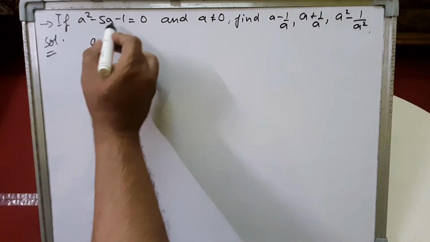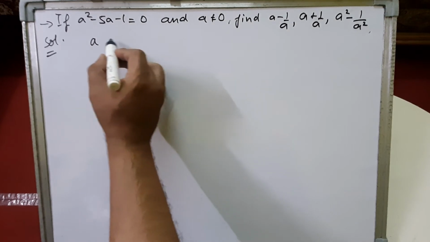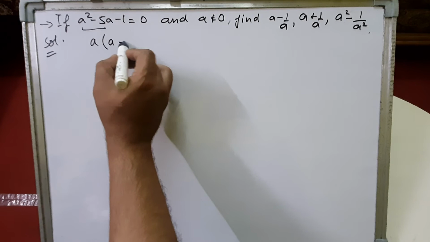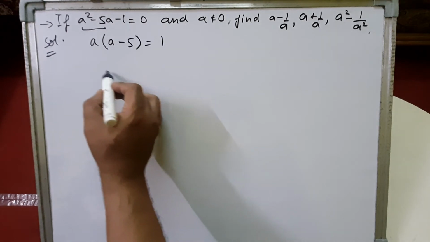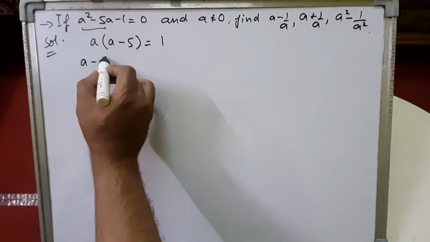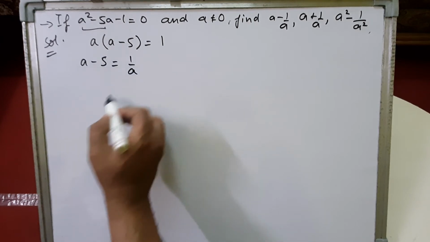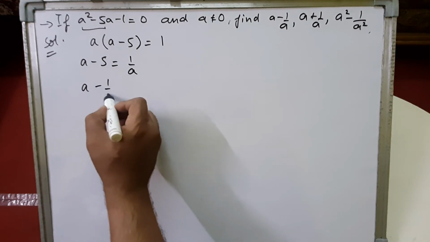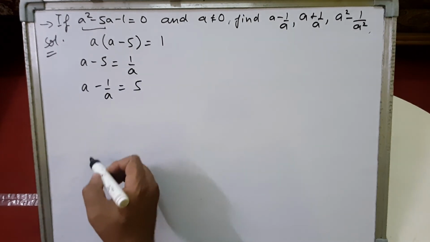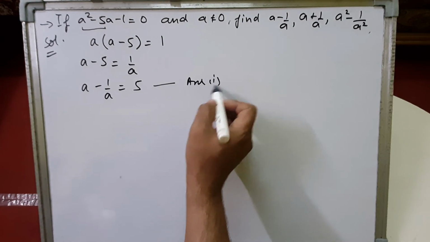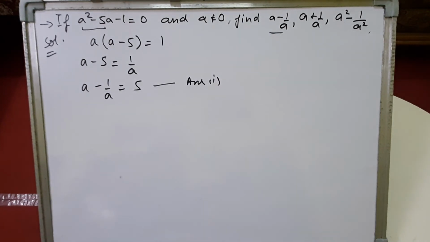So if we transfer this 1 to the right hand side and we take a common from these two terms, what we'll get? a minus 5 is equal to 1 upon a. Cross multiply a, we'll get a minus 5 is equal to 1 upon a. Transfer 1 upon a to the left hand side, we'll get a minus 1 upon a equals 5. So this is your answer 1, the value of a minus 1 upon a.